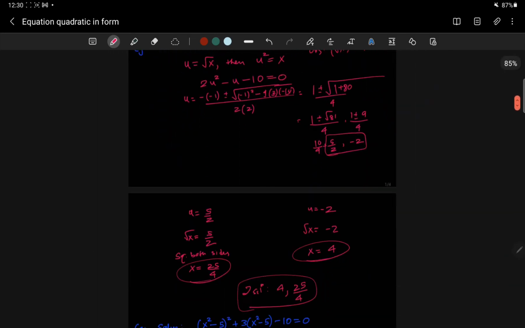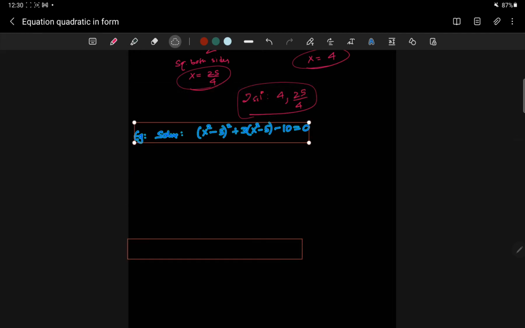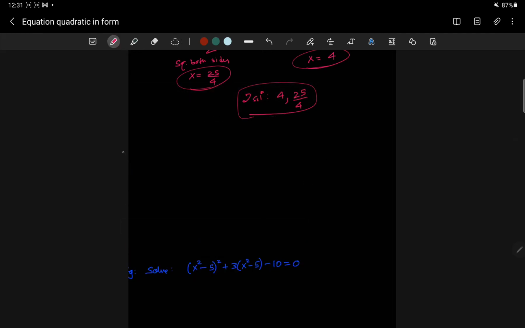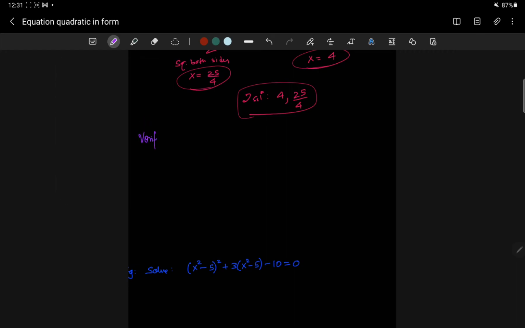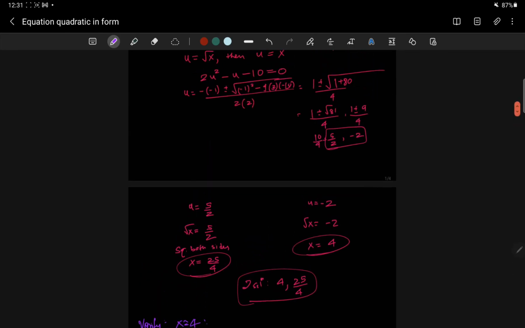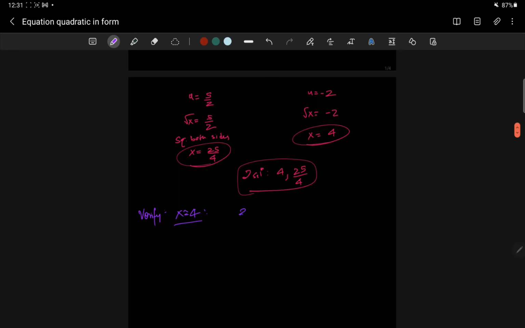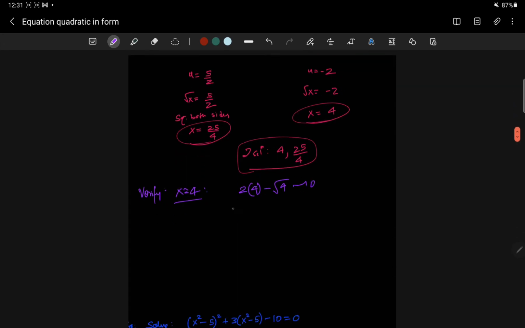Now, one important step that we need to carry out is the process of verification. So let's try to verify. If I take x equals 4, is it going to be true? So I need 2 times 4 minus square root of 4 minus 10 to be 0. This is 8 minus 2 minus 10. This is not 0. So 4 is not a solution.